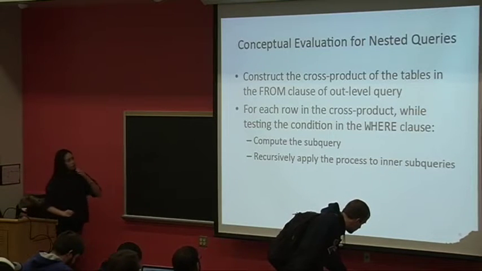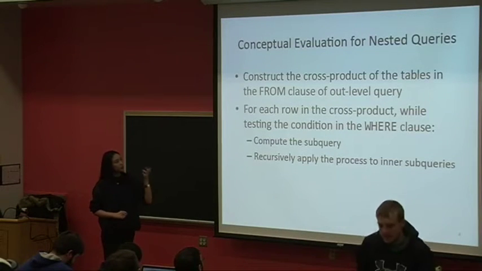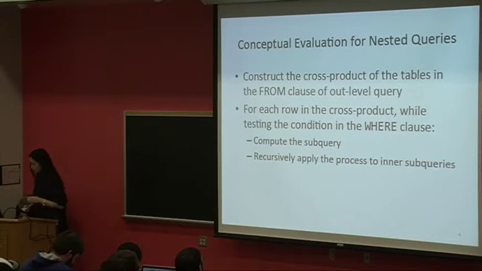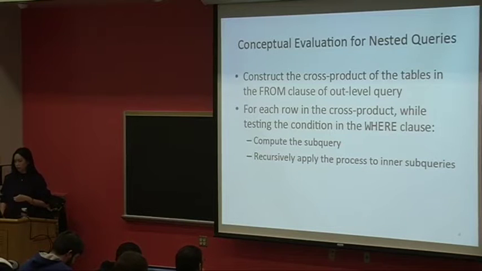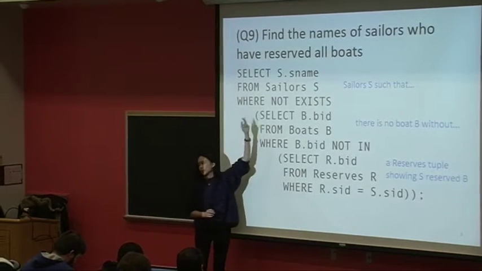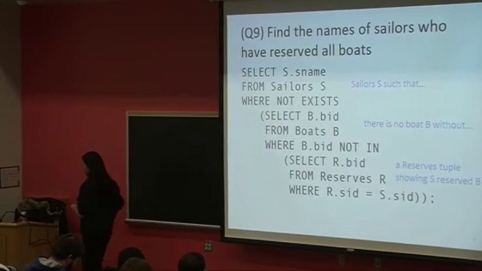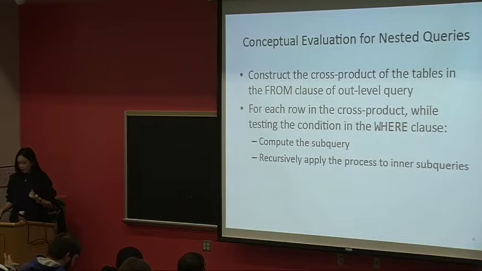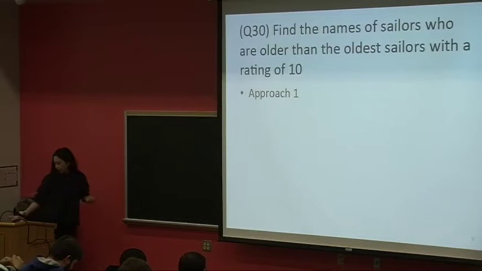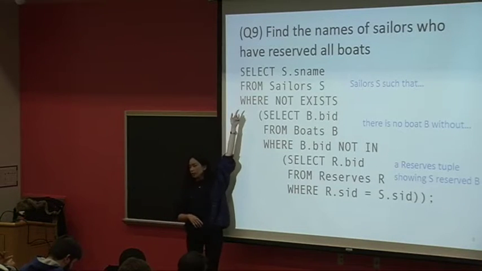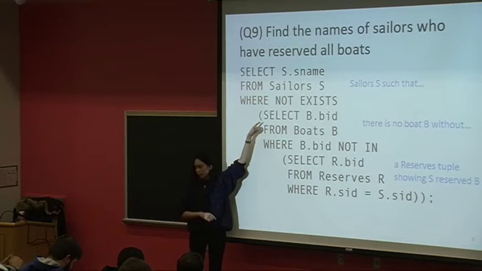If we go back to review the evaluation of a nested query, the first thing it does is construct the cross product of the tables in the FROM clause of the outer-level query. It's like right here, but we only have one table, so we don't need the cross product. We take the rows out first, and then for each row in the cross product, while testing the condition in the WHERE clause, we compute the subquery. So for each tuple in the table, it computes the subquery.